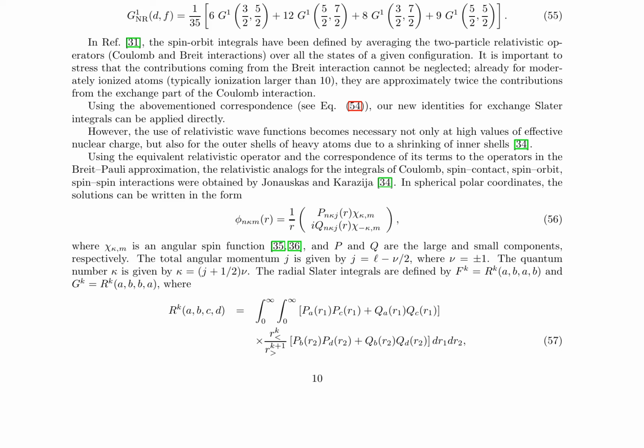Janauskas and Karazija's work is referenced, which obtained relativistic analogues for integrals of Coulomb, spin contact, spin-orbit, and spin-spin interactions using the equivalent relativistic operator. Finally, the authors present equation 56, which gives the solutions in spherical polar coordinates, and equation 57, which defines the radial Slater integrals Fk and Gk in terms of the large and small components p and q.